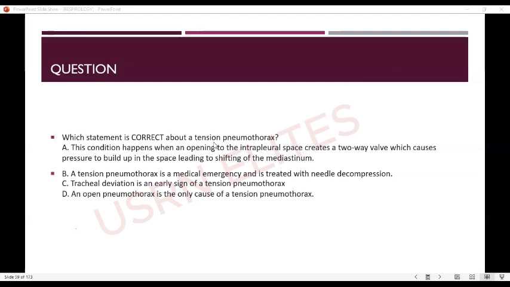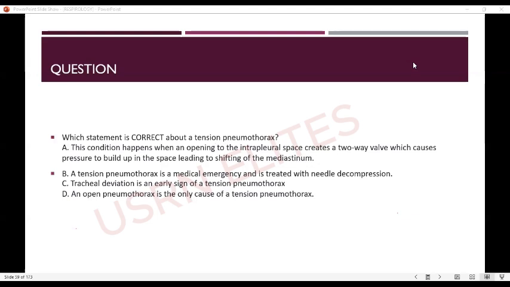So the right answer here, actually, which statement is correct about tension pneumothorax? Option A says the condition happens when an opening in the pleural space creates a two-way valve. It is wrong. In tension pneumothorax, the valve is only one way. That is why air enters and does not escape. I think I explained it at that time. The reason why air enters the pleural space and does not escape is because it's a one-way valve. So not a two-way valve.